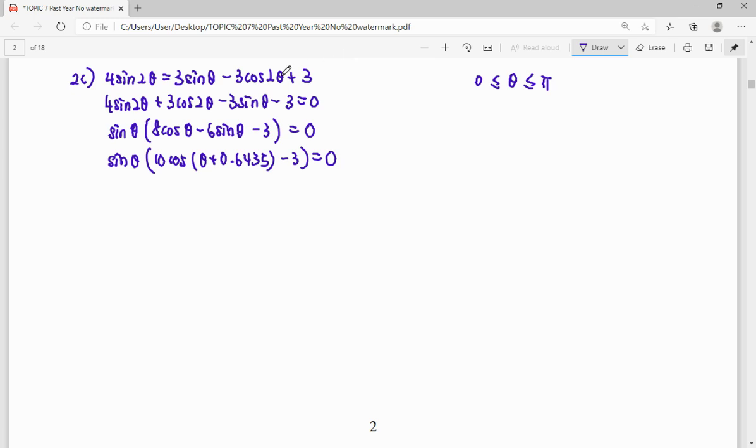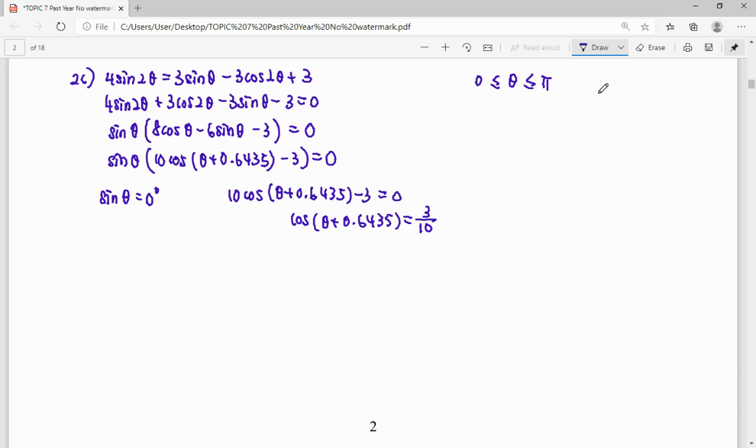You can notice that our equation is now in factor form, where our first factor we can read out is sin theta equals to 0, and another factor is 10 cos theta plus 0.6435 minus 3 equals to 0. If we simplify it, we get cos of theta plus 0.6435 equals to 3 over 10. So this is the solution we get.